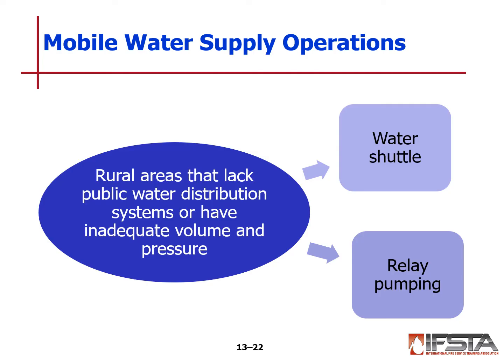Next is mobile water supply operations, often called a tanker shuttle. Tenders is really the correct term for what we call a tanker, and this is a mobile water supply. This is a vehicle that has a very large tank that is equipped to carry up to 3,000 to 5,000 gallons of water. A lot of departments have smaller ones, 1,500 or 2,000 gallon tanks, and these are used in rural areas that lack the public water distribution systems and do not have adequate volume and pressure and may not have as many fire hydrants available. So a lot of times this is out in your rural areas.